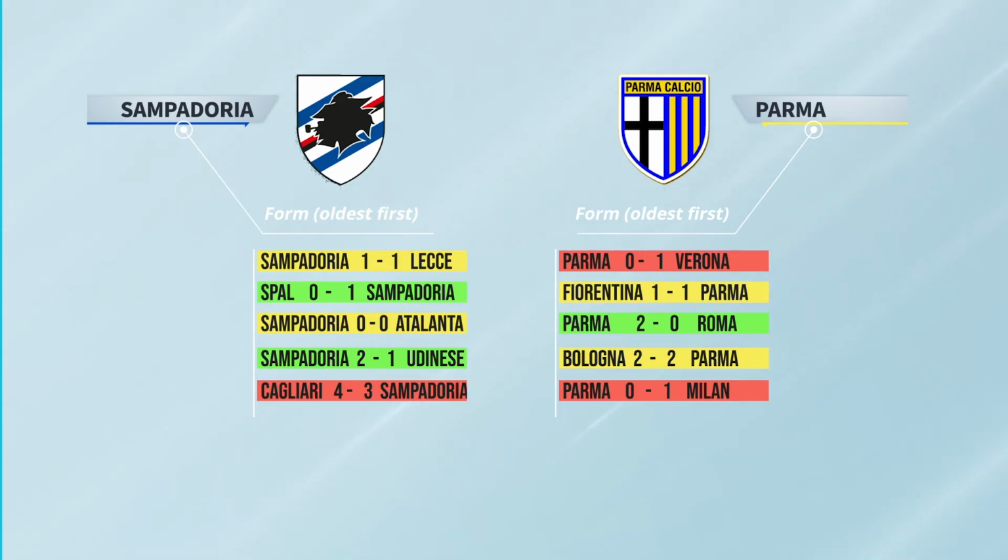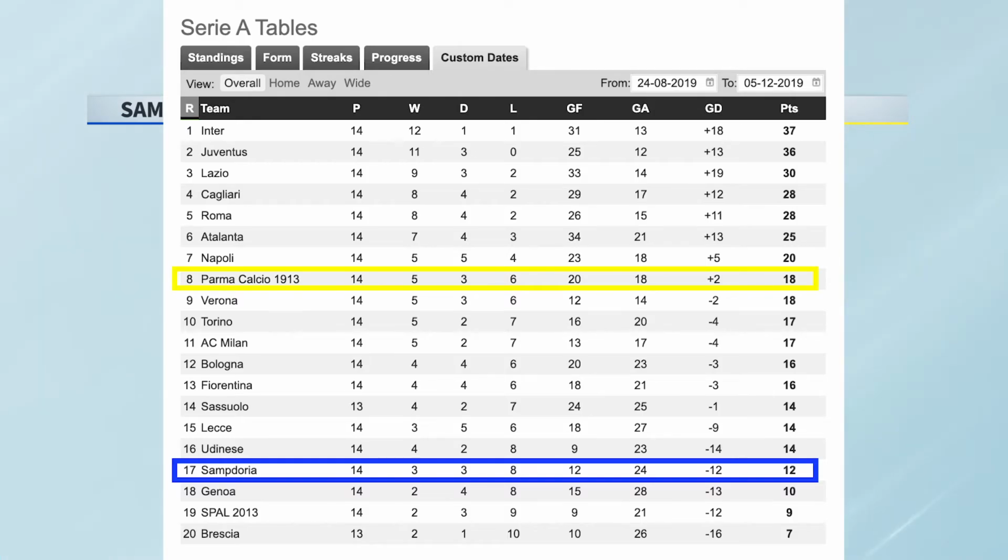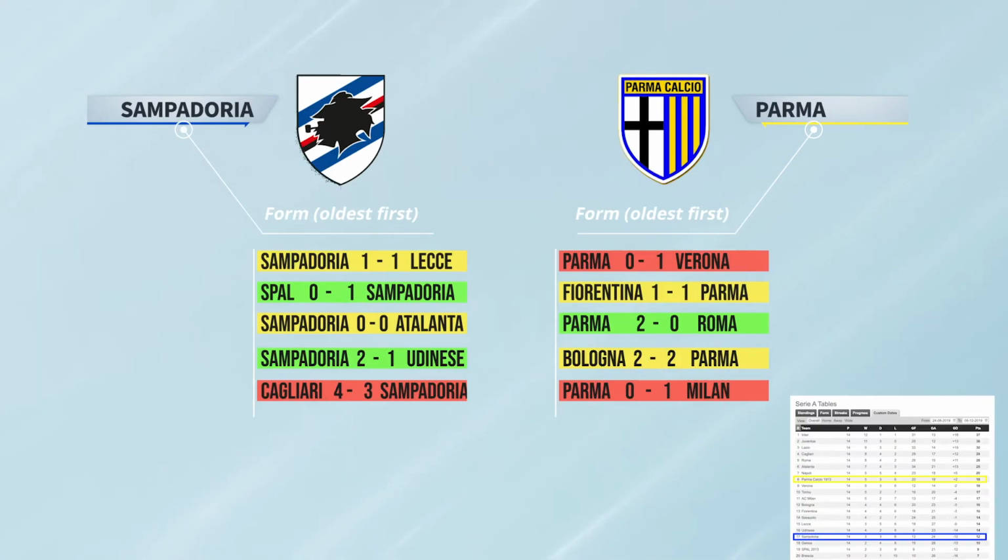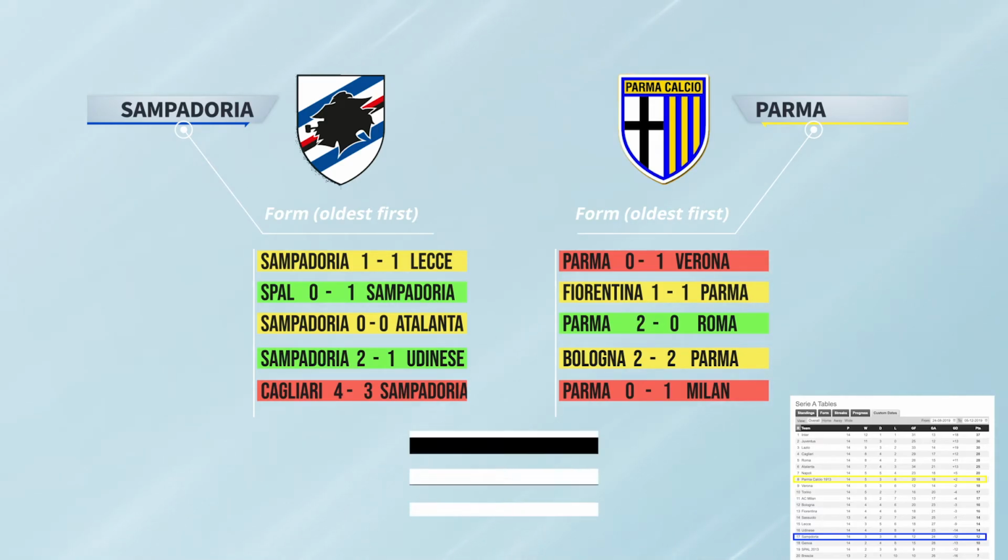And then when you consider other factors such as home advantage, which is strong in Serie A, and the fact that Parma were a newly promoted team, despite them being higher up in the table, the odds offered by the bookmakers had Sampdoria as the favourites.